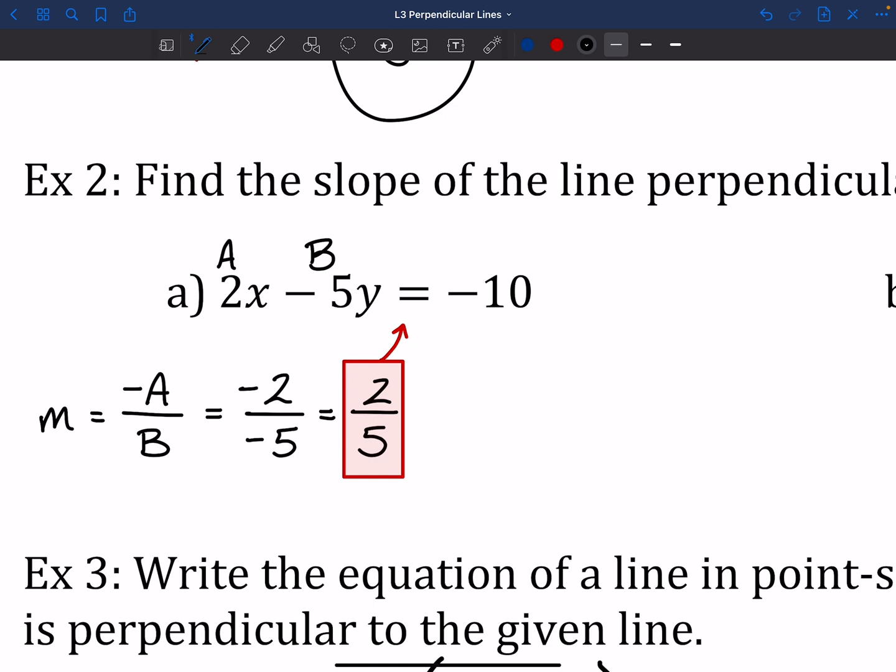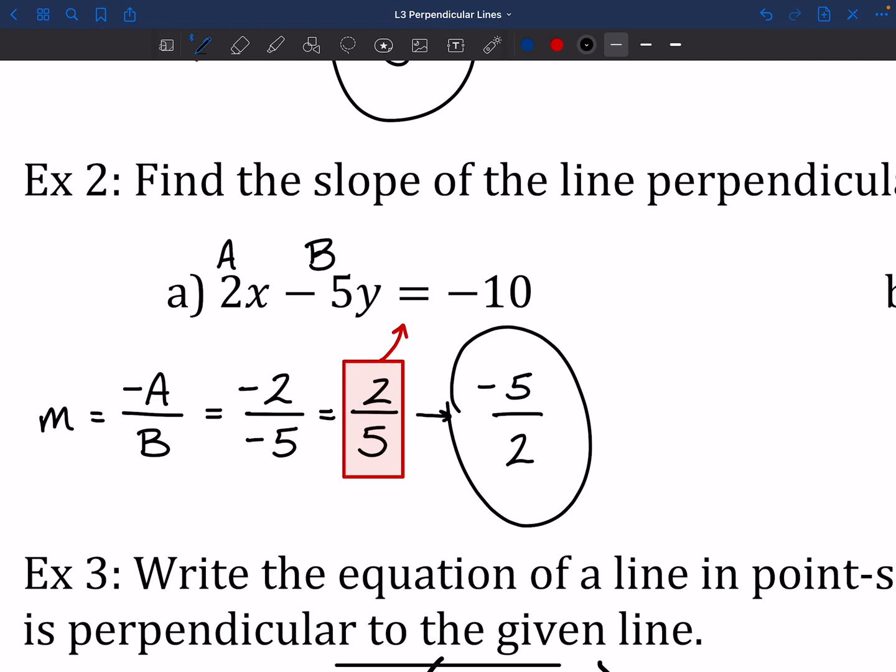What we need to do now is find the opposite reciprocal of that. So again, flip it top over bottom, and because it was positive, make it negative. That's what we're looking for, -5/2.